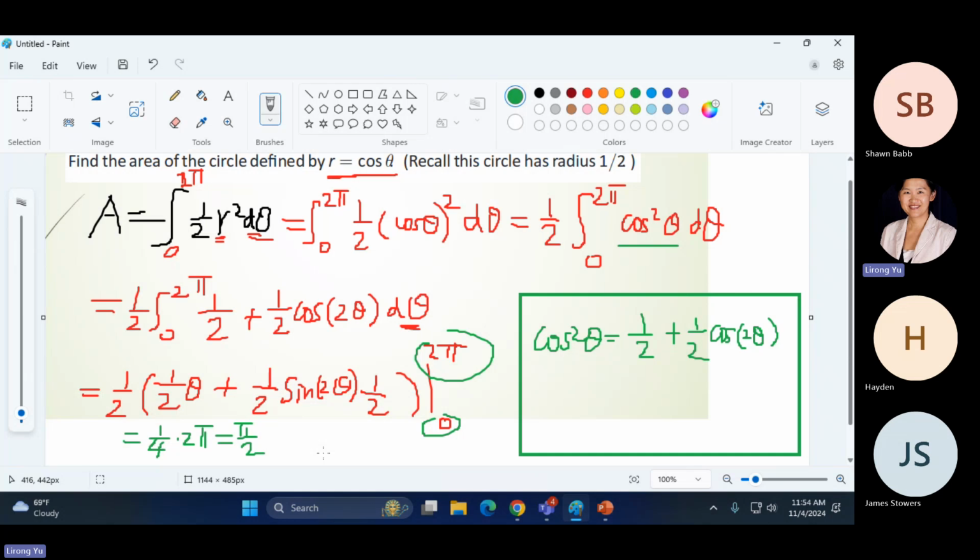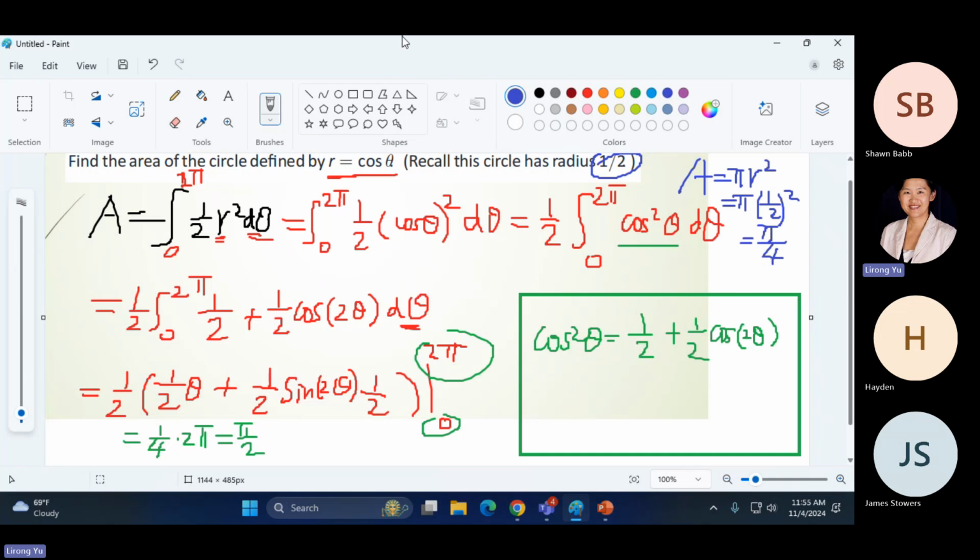I wonder if that's right. According to geometry, this is a circle of radius 1/2. The area of a circle is pi r squared, so that will be pi times 1/2 squared. It should be pi over 4. I must have the integration boundary wrong.